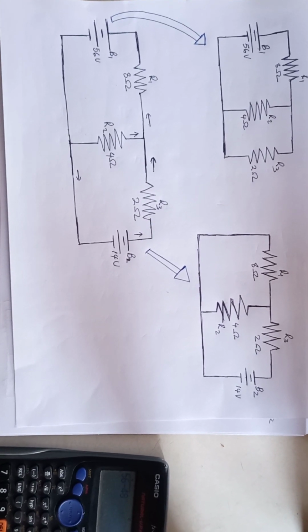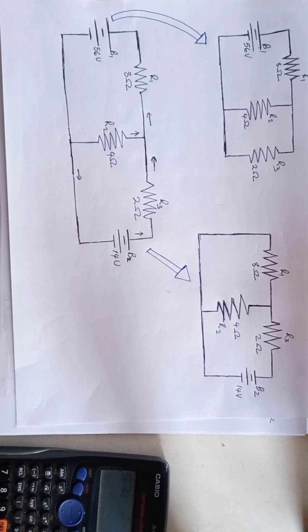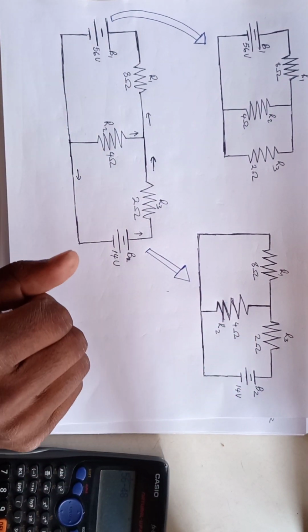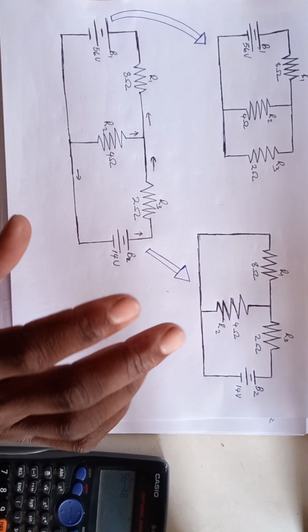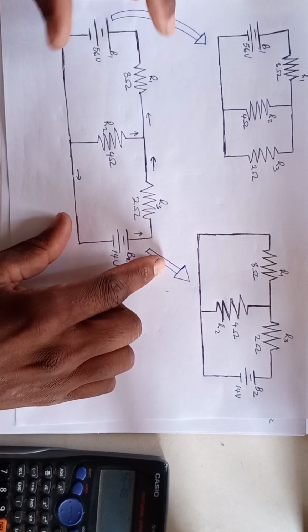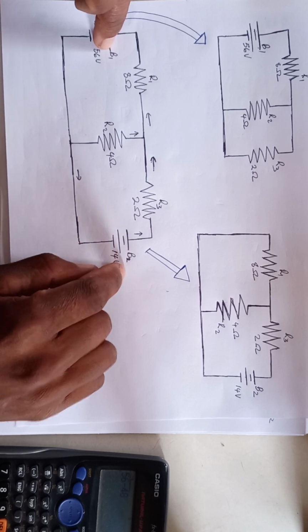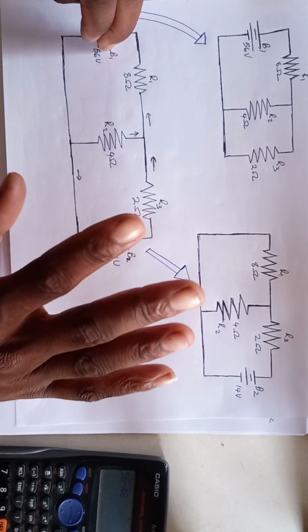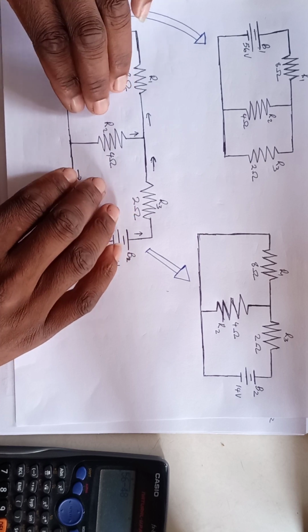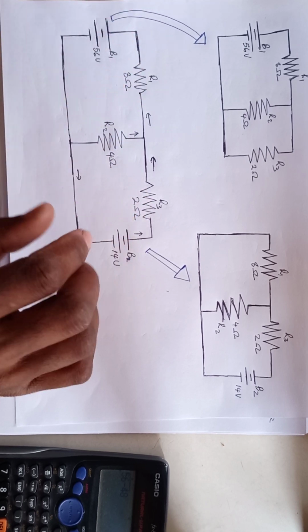Let us now do the superposition theorem. What the superposition theorem tells us is that if we have a circuit like this, with one battery and a second battery, and we are told to calculate the voltages and currents across each resistor.